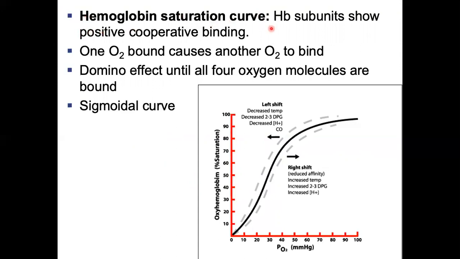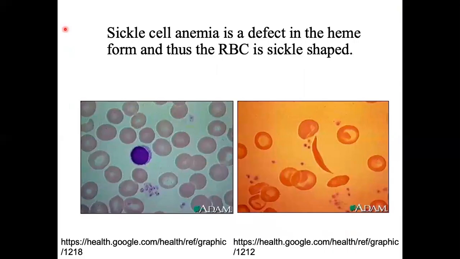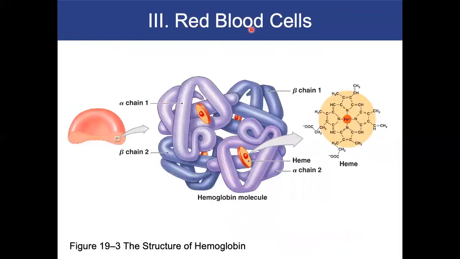Let's talk about this. This is your hemoglobin saturation curve, and it shows positive cooperative binding. What the heck does this mean? Let's back up to this picture. So what is positive cooperative binding? When oxygen binds to the alpha subunit, it takes a little bit of oxygen in the environment to bind it to this subunit. But once oxygen binds to this subunit, because this is a three-dimensional protein, all these other subunits snap to shape and allow oxygen to bind.